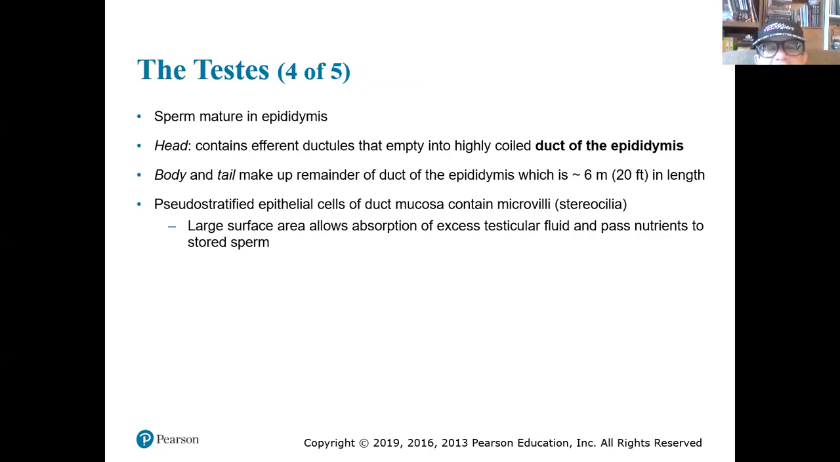The body and the tail are the bulk of it, about 20 feet in length if they were stretched out. These are pseudostratified epithelium, lots of microvilli, stereocilia, which gives a surface area to absorb testicular fluid and to pass nutrients to the little sperm that they are nourishing and helping to grow up.